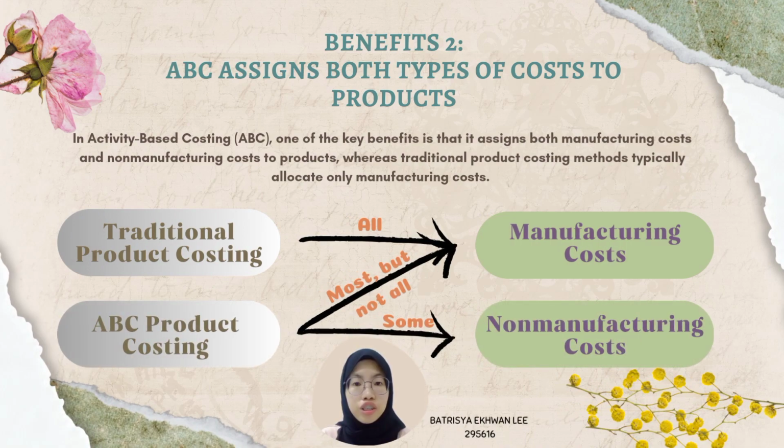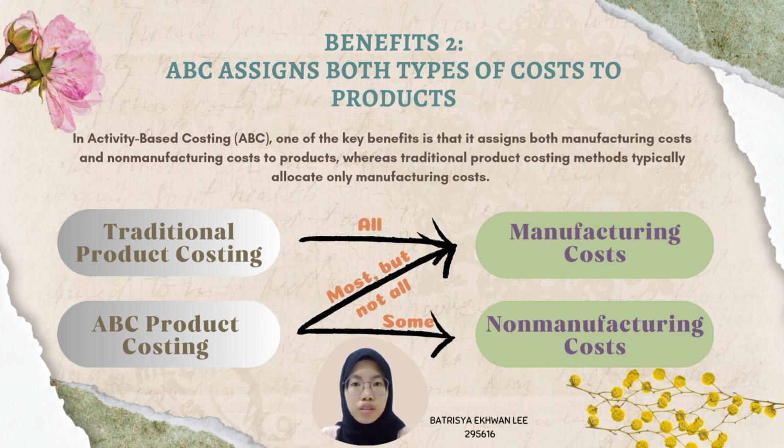Hello, my name is Patricia Ikwandi, matrix number 295616. Today, I would like to talk about the second benefit of activity-based costing. Benefit 2: ABC assigns both types of cost to products.